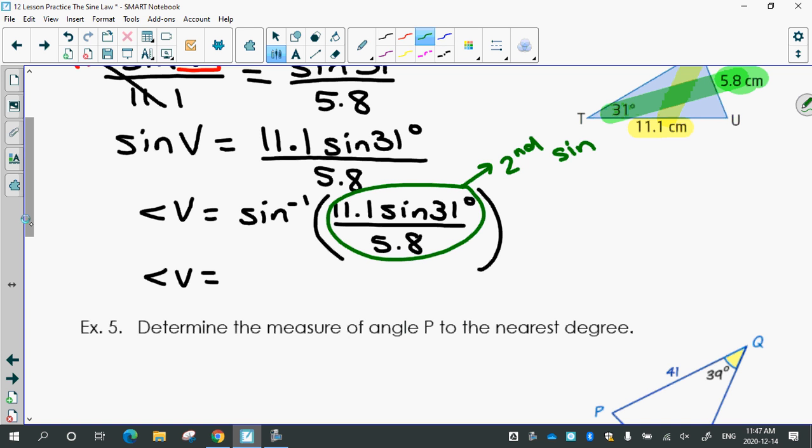So I've got second sine, 11.1 times the sine of 31 divided by 5.8, closing bracket, equals. I got 80.29, so approximately 80 degrees.